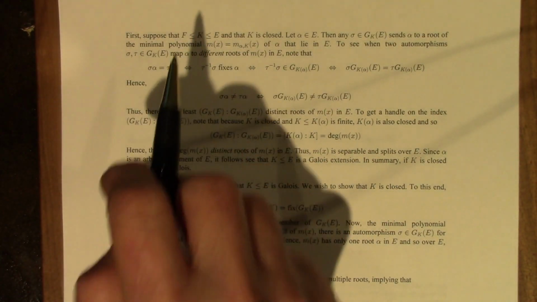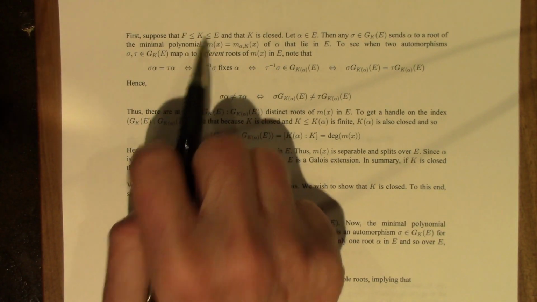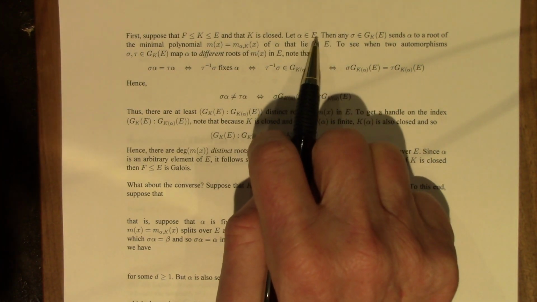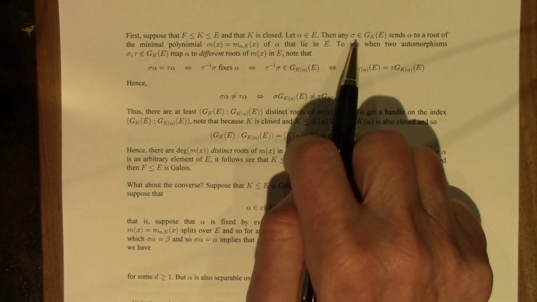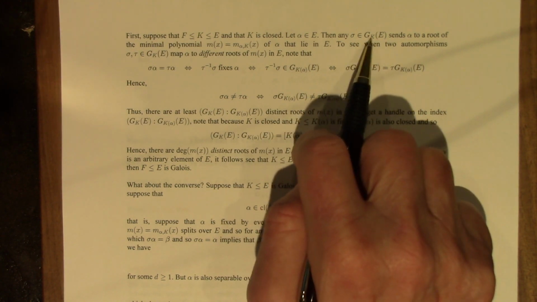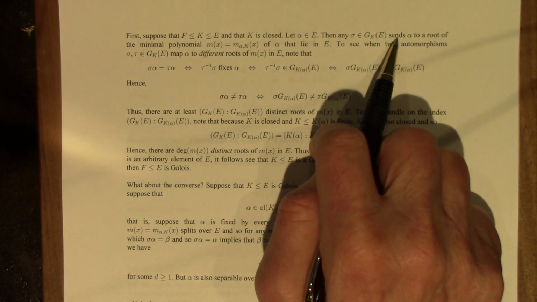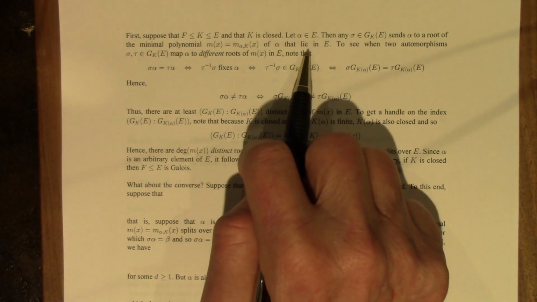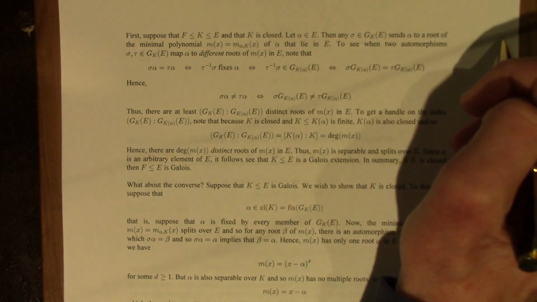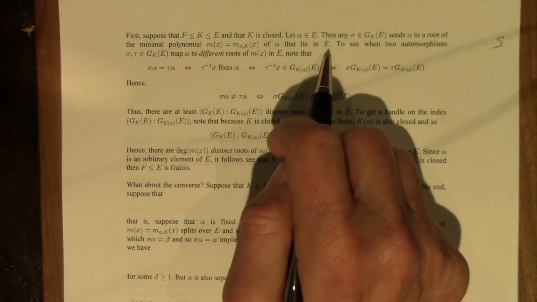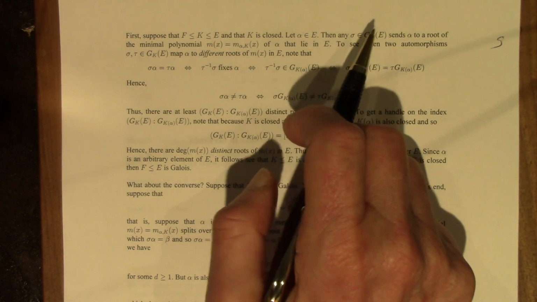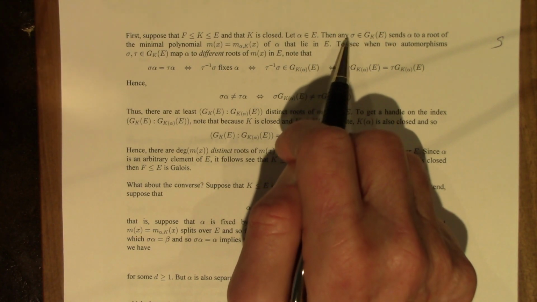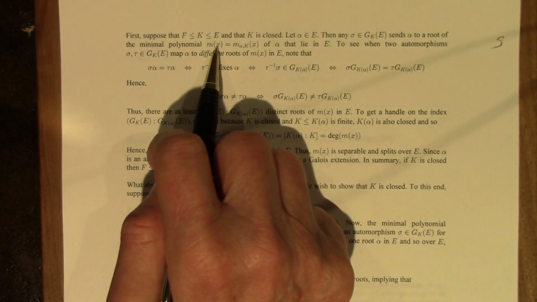So suppose that F, K, E is a tower of fields and K is closed, and let alpha be an element of E. Well, we know that any sigma in G(E/K) sends alpha to a root of the minimal polynomial of alpha that lies in E. As we've seen a long time ago, that sigma is actually a permutation of the set of roots of this polynomial that lie in E.